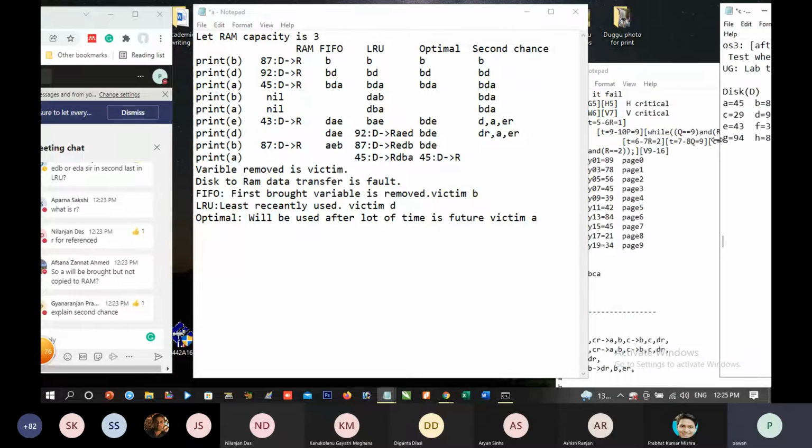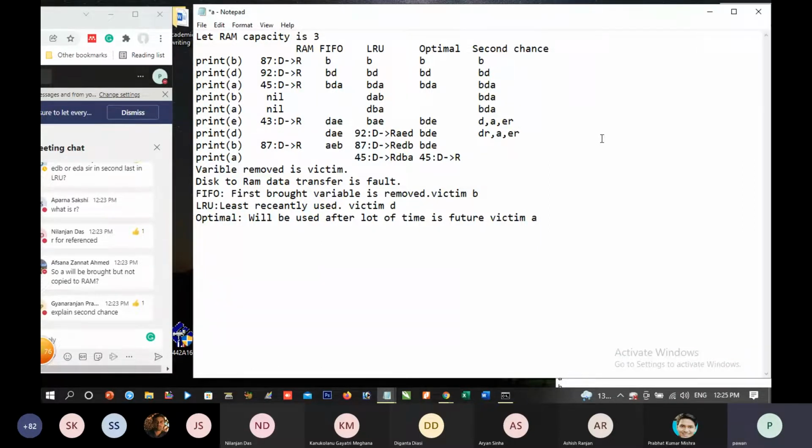Now, what will be the case when print B takes place? It is like FIFO. We shall try to remove D, because D is at the front of the queue. But we see D will be given a second chance, because D is referenced. So our queue becomes this. And the protection bit of D will be removed and D will be put at the end of the queue. That is correct, fully correct.